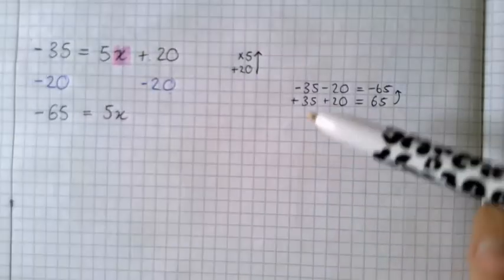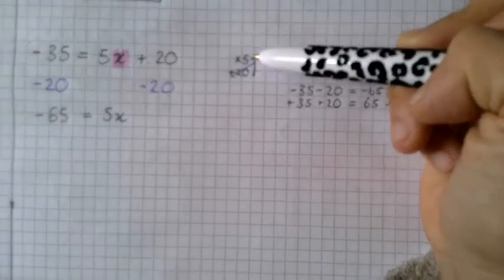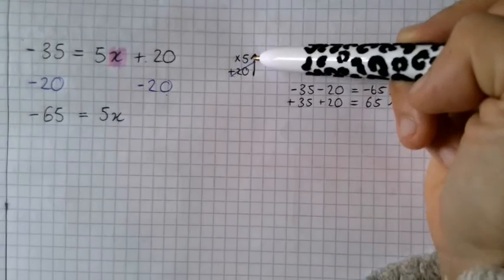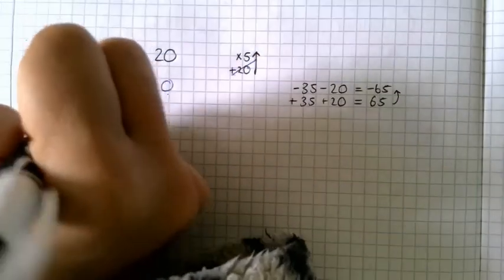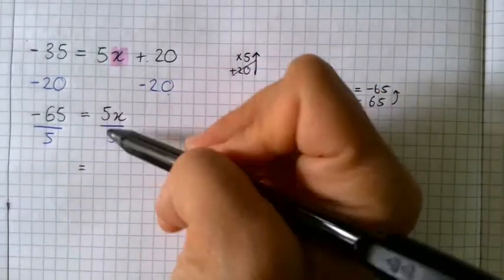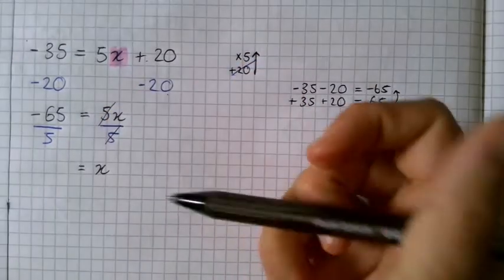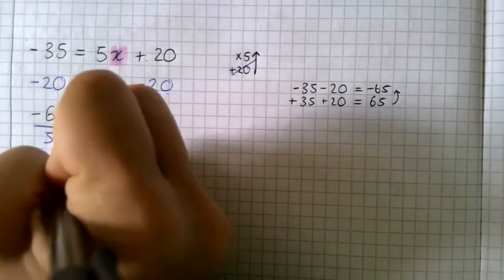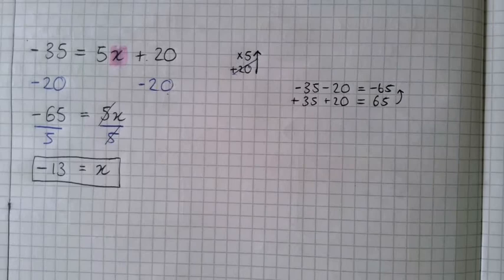And then, so I've done that. And then my next step is I need to undo the multiply by 5. And to undo, I do the inverse, so I need to divide by 5 both sides. Like that. So on the right hand side, multiply by 5, divide by 5, cancel. And then negative 65 divided by 5 will be negative 13. And I have solved that equation.